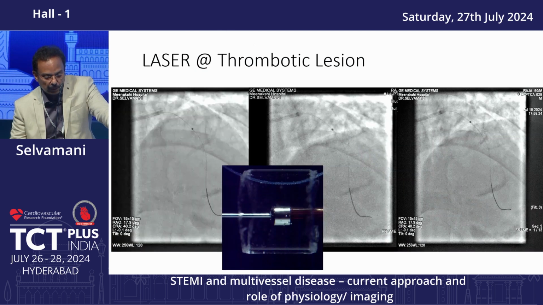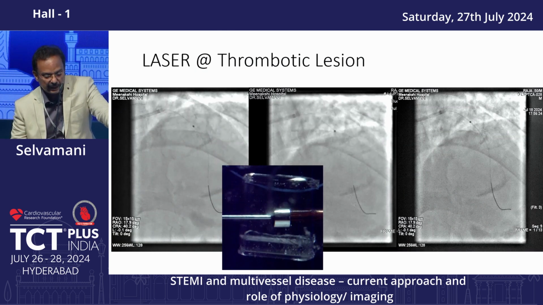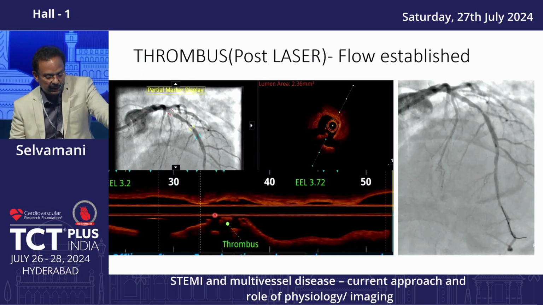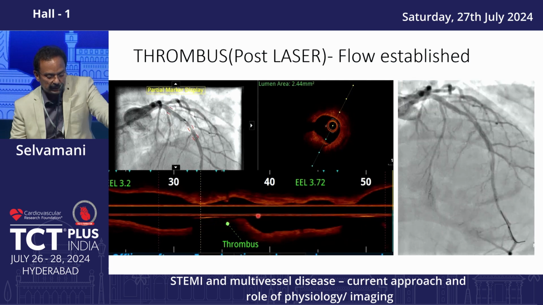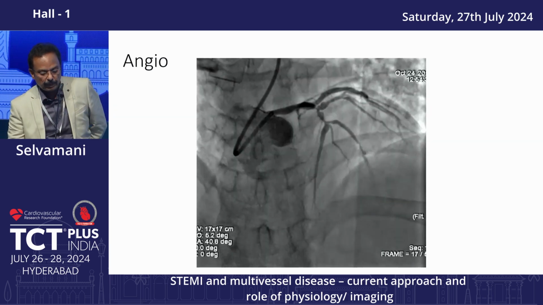Since we got an ELCA, I have used ELCA there to do a thrombectomy in this case. And after that, after ELCA, you do an OCT. You see here there is some amount of thrombus there, and you know the plaque characteristics. You can go ahead and stent this patient.